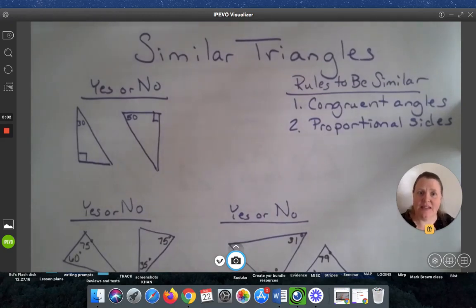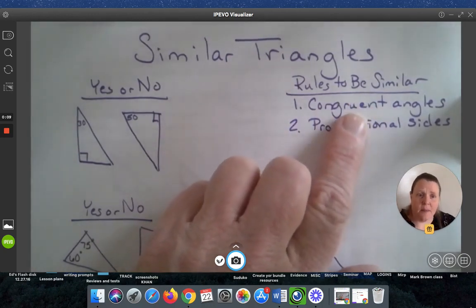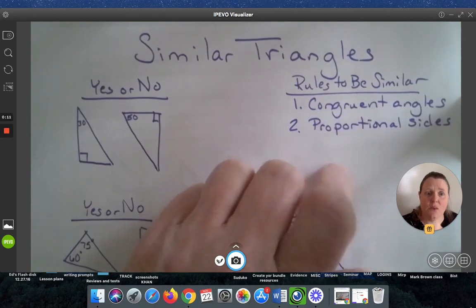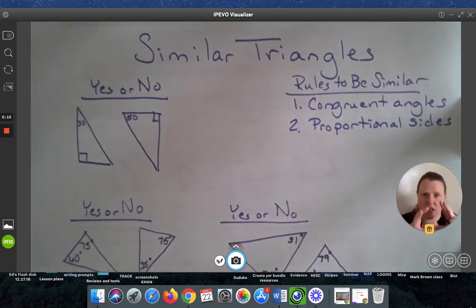Today we're going to talk about similar triangles. The rules to be similar would mean that the angles inside them must be congruent, as well as the sides must be proportional. So you can stretch and shrink a triangle, but if it's an equilateral triangle, it's going to have angle sizes that are 60 all the way around, and as I stretch it and make it larger or smaller, the angle sizes haven't changed.